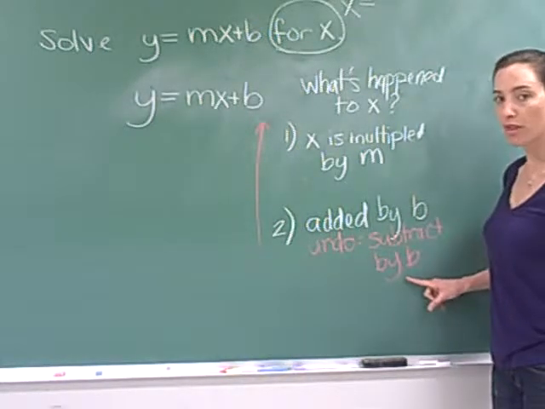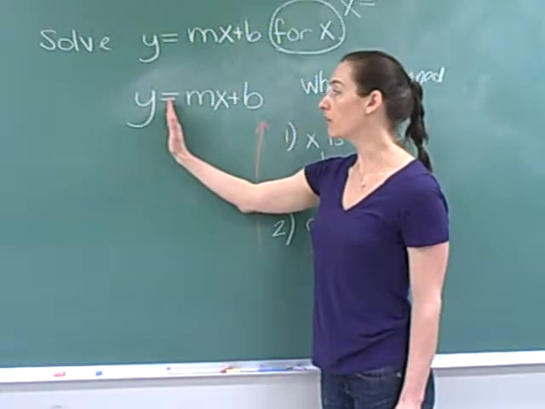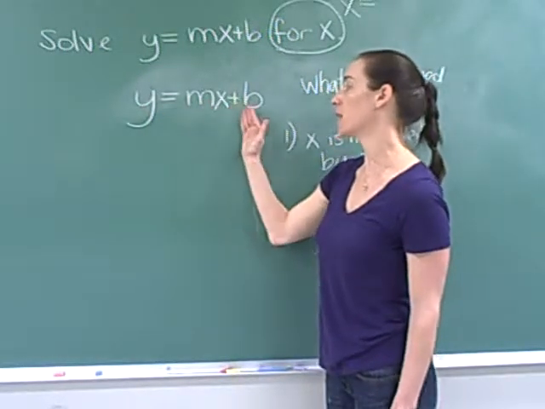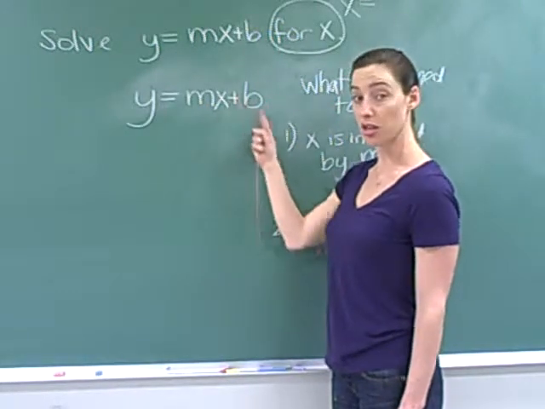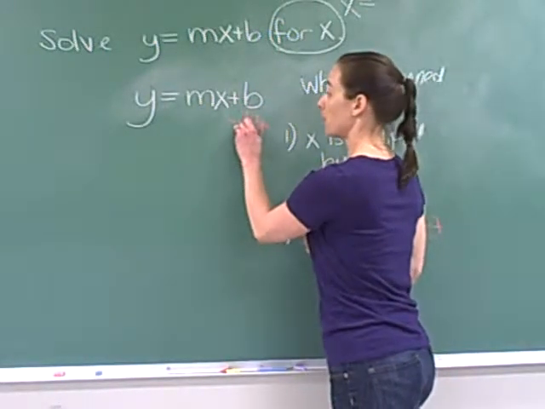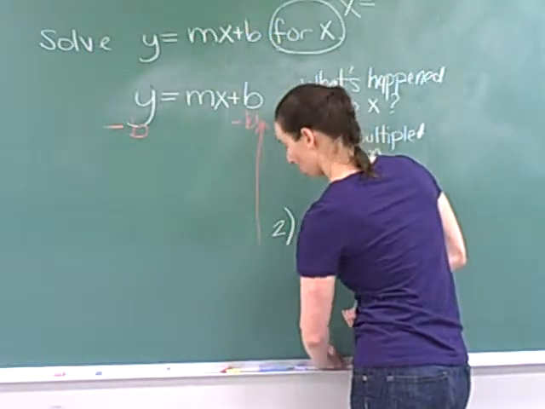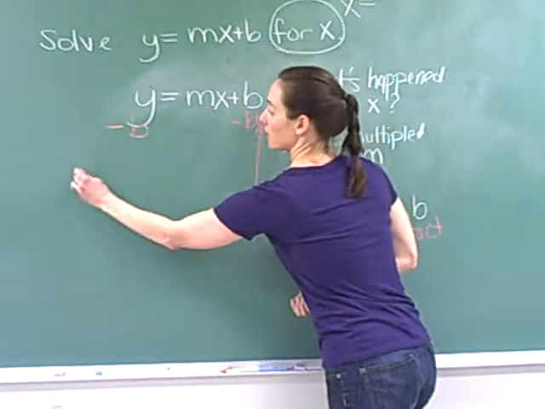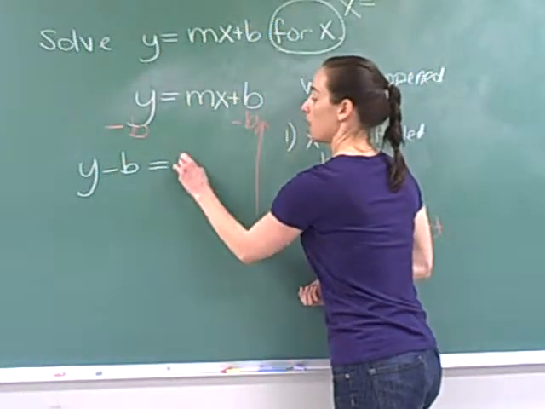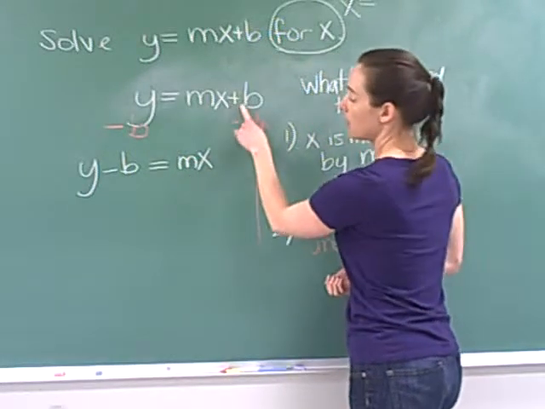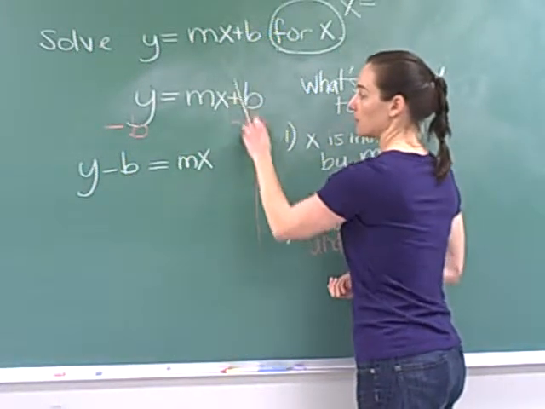So let's perform that on our formula. So I have y is equivalent to m times x plus b. The first thing I'm going to do is undo this addition. So I'm going to subtract by b on the left-hand side and subtract by b on the right-hand side. So on the left-hand side, I'm going to get y minus b is equivalent to m times x. And now a plus b and a minus b, that's going to add to 0.